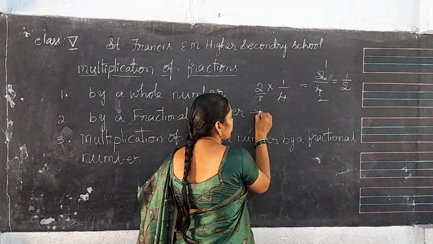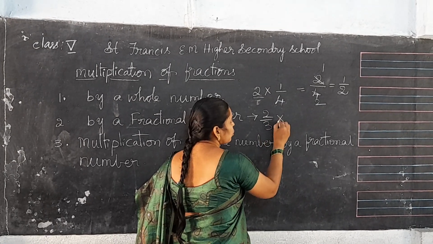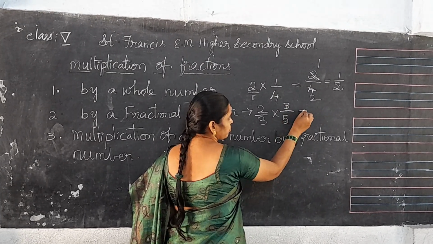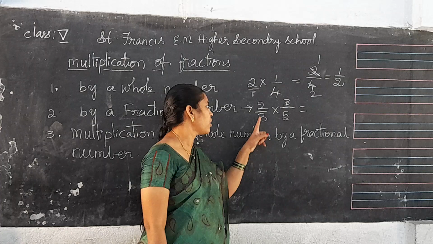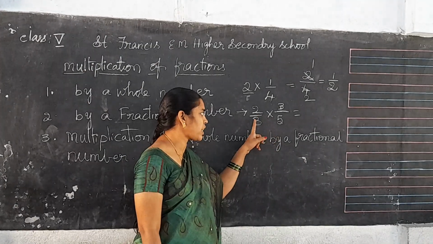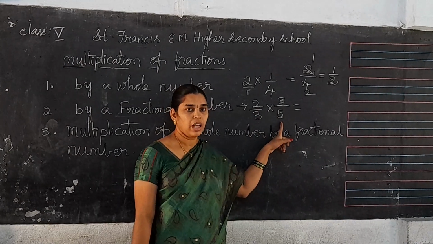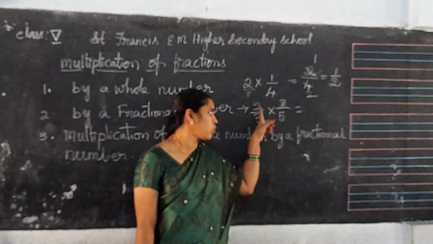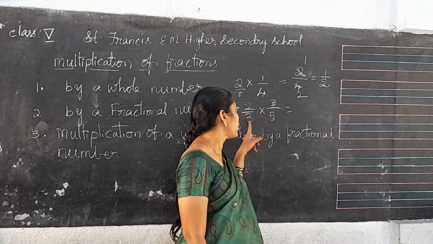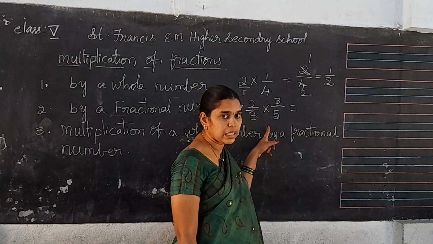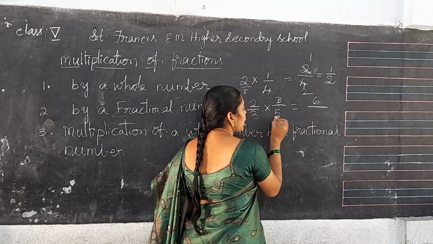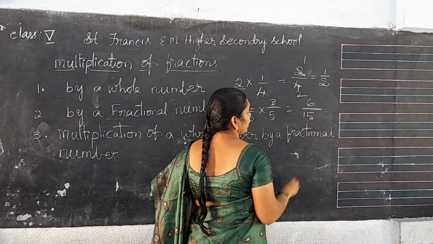So, suppose for example, 2 by 3 into 3 by 5. This is a fractional number and we are multiplying this fractional number by this fractional number. Then what we have to do? You should multiply both the numerators and write in the numerator place, and both denominators you do multiplication and write in the denominator place. See, 2 into 3, 2 3s are 6, 3 into 5, 3 5s are 15.